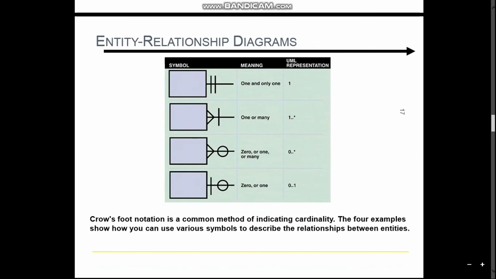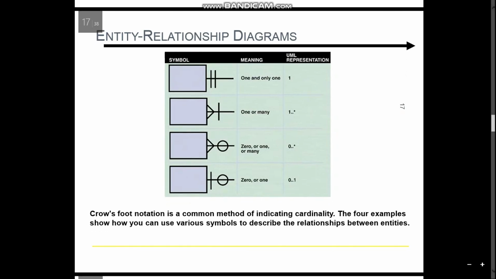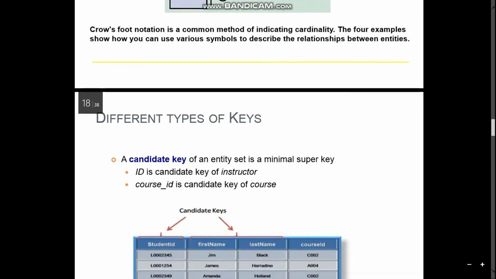अकॉर्डिंग टू योर नीड. जैसे यहाँ पे देखिए फर्स्ट वन सिंबल है, it represents one and only one. The second one you can see, it represents one to many, and the third one represents 0 or 1 or many, and the fourth one is 0 or 1. Crowfoot notation is a common method for indicating cardinality. यानी अगर आप ER डायग्राम पे cardinality constraints लगाना चाहते हैं तो आप इन crowfoot की मदद से cardinality constraints लगाएंगे. ठीक है?